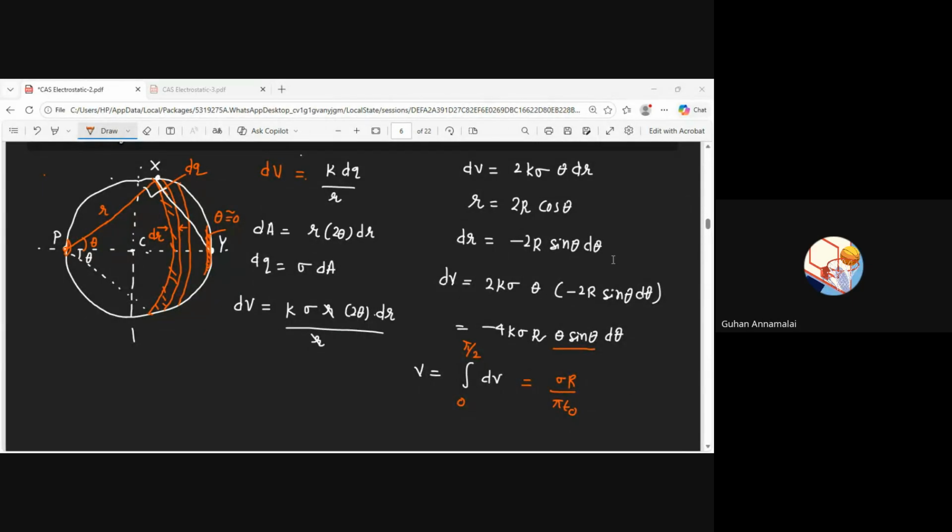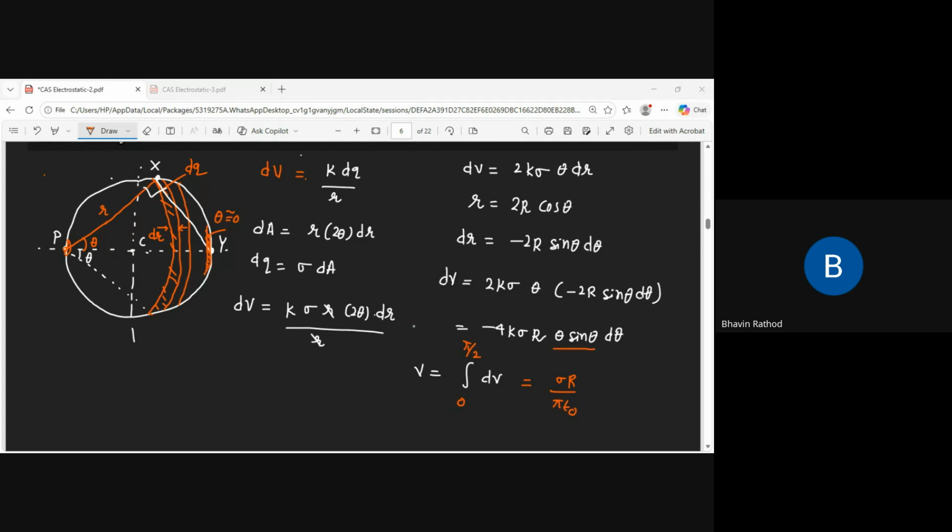Sir, how do we know that each point on the small ring is equidistant from Y? Oh, not, sorry, sir. Sorry, sir, I saw something else. Okay, sure.